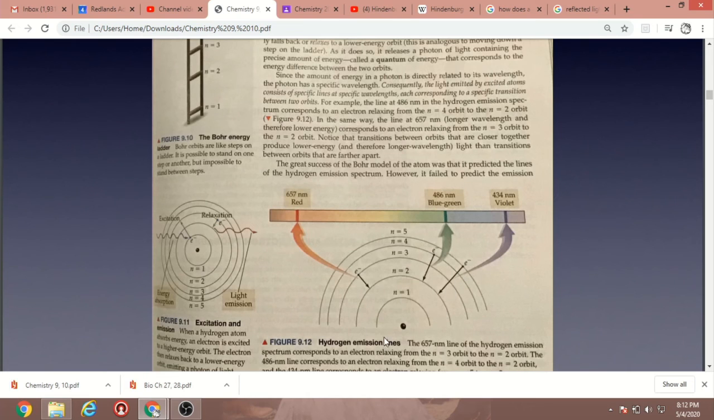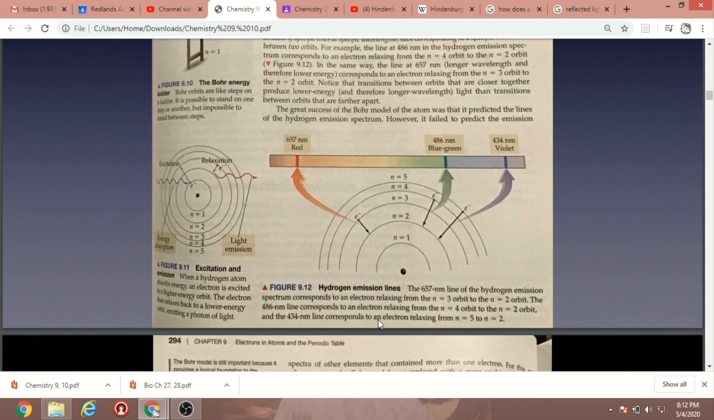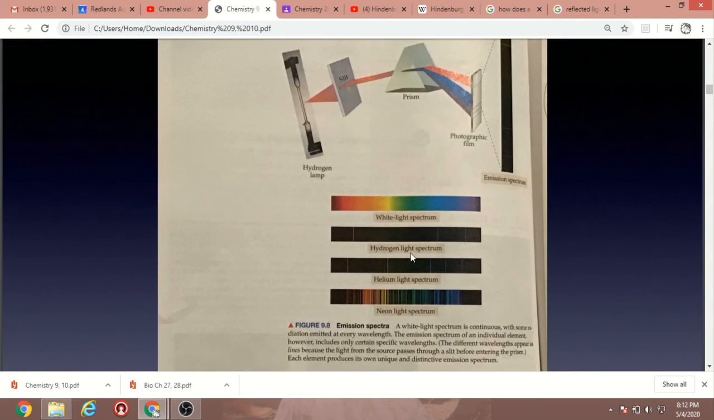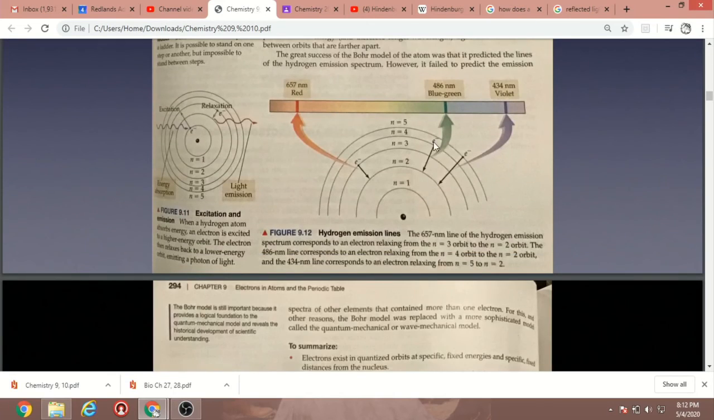And so what Niels Bohr discovered was that when you energized atoms, you would get these bands like this that are consistent. Hydrogen always makes this spectrum. Helium always makes this spectrum. And so these differences here are a result of very, very specific energy levels that the electrons are moving between.